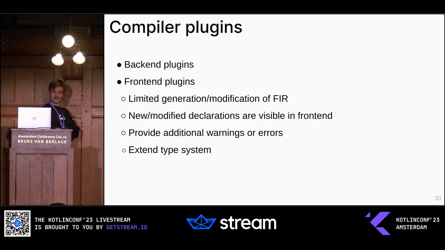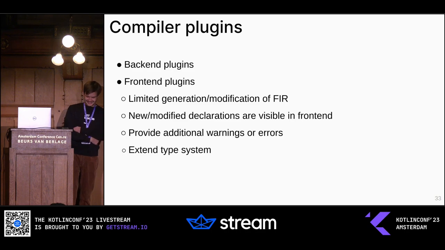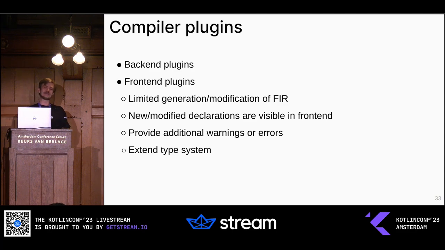Let's go to front-end plugins. They use front-end intermediate representation, and they have limited opportunities to generate something or to modify something. But, and it's an important advantage, all that was generated or modified is visible in front end. So we will not have these strange errors. Also, front end plugins can provide new warnings or errors, and they even can extend type systems, as you have already seen today.